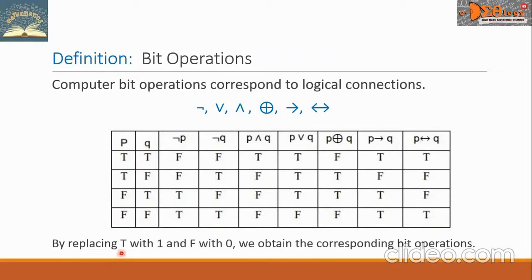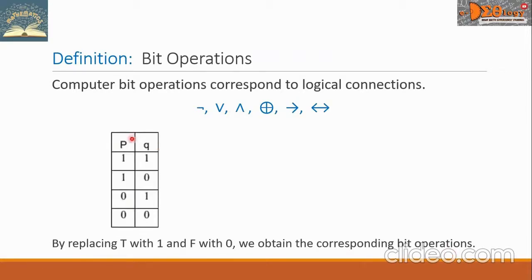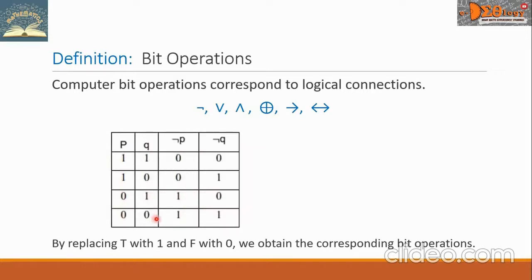Now, by replacing T with 1 and F with 0, we obtain the corresponding bit operations. So it means, let's have the P and Q. So the values now are 1, 1, 0, 0. For the Q, 1, 0, 1, 0. For not P and not Q, we will change 1 into 0 or 0 into 1, respectively.